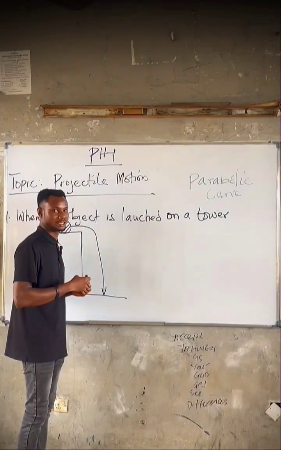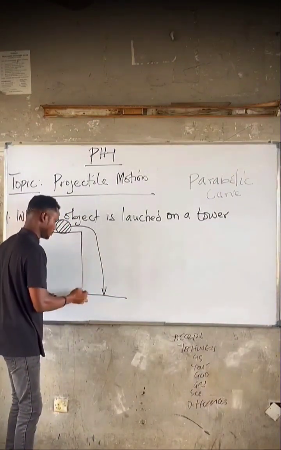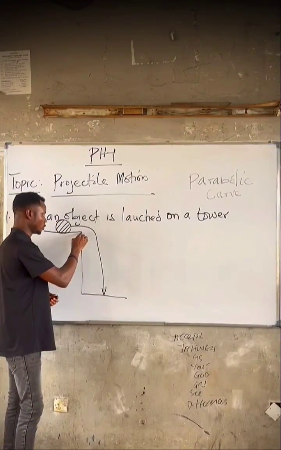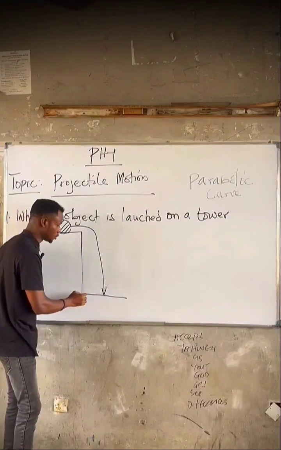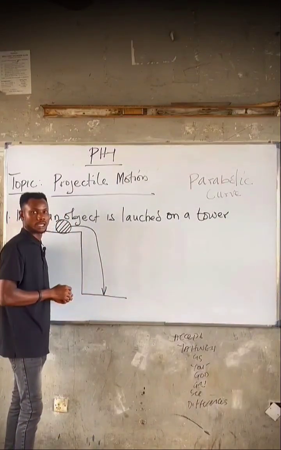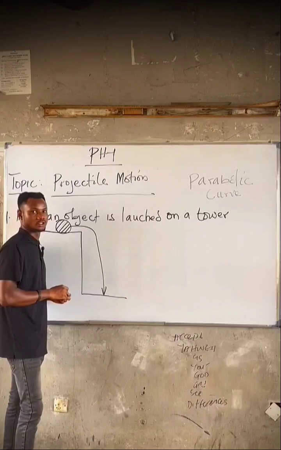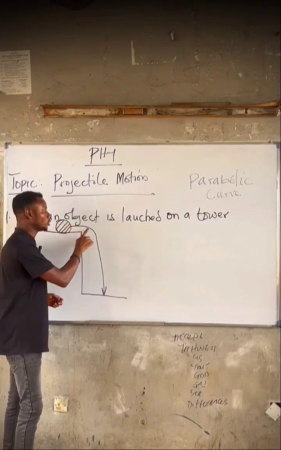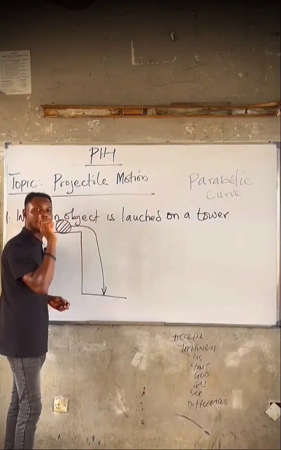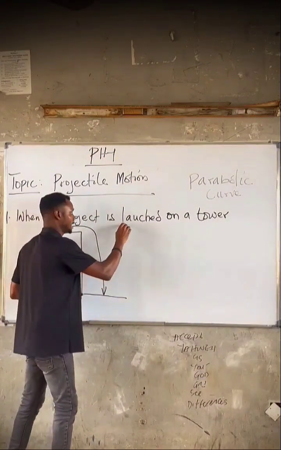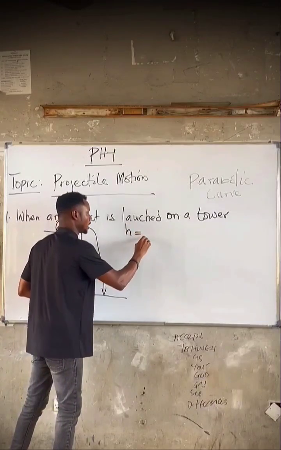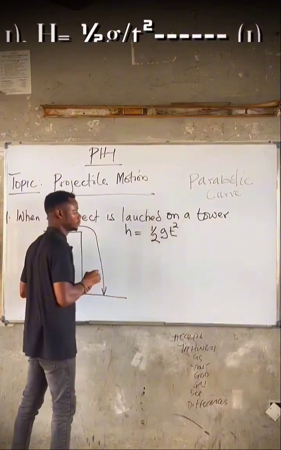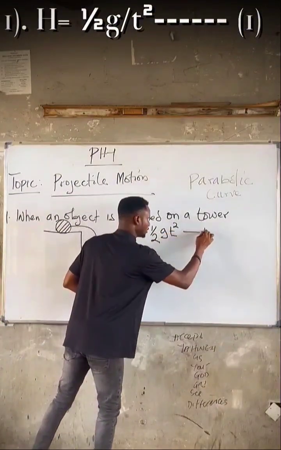Now the first formula is the formula for what? The formula for height. Here is height, here is distance. Whenever it is vertical, we call it height. Whenever it is horizontal, we call it what, class? Length or distance. So the first one is height. The height formula will be equal to half gt squared. This is the first formula here.